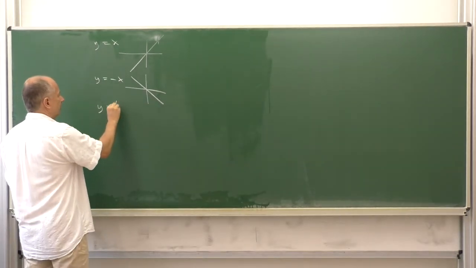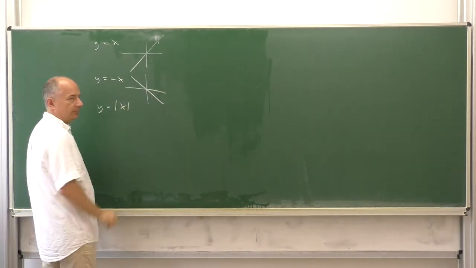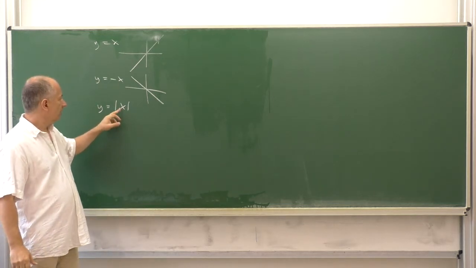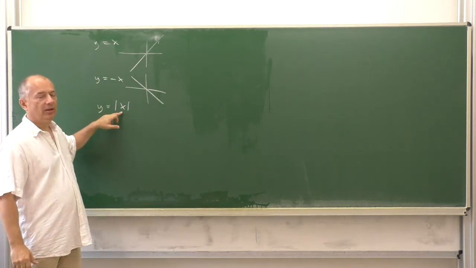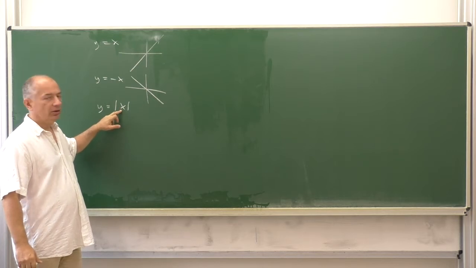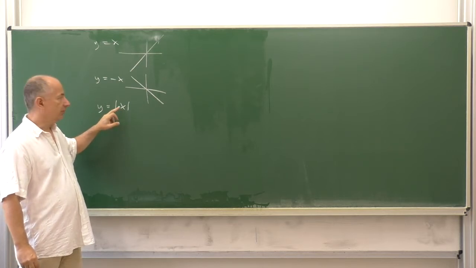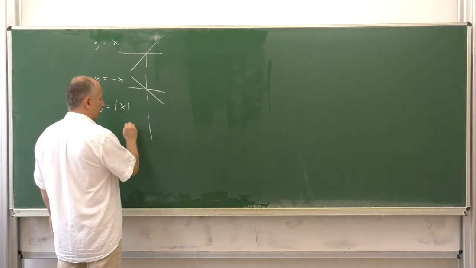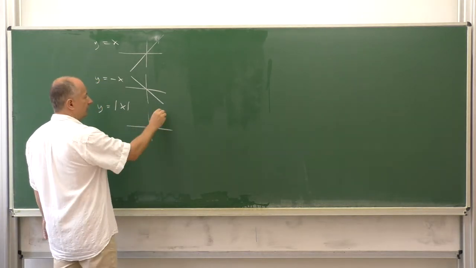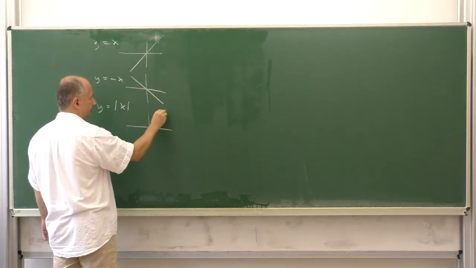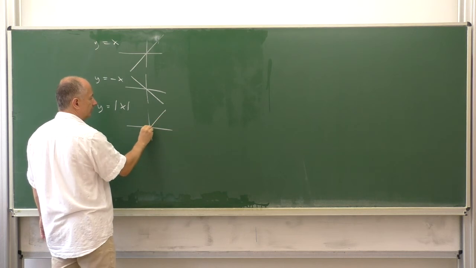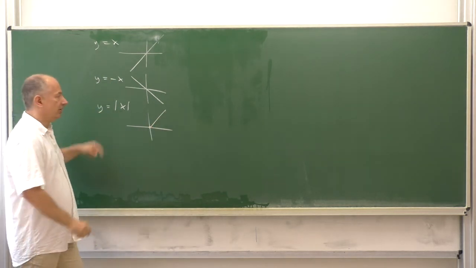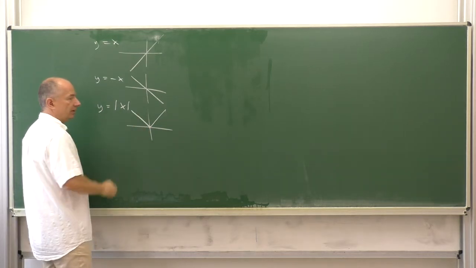Now consider the function absolute value of x. For positive x, the result is x itself. For 0, the absolute value of 0 is 0, and for negative x, the result is the opposite number, a positive result. So for positive x, it looks like this. For 0, the result is 0, and for negative x, it looks like minus x. So the graph looks like that.